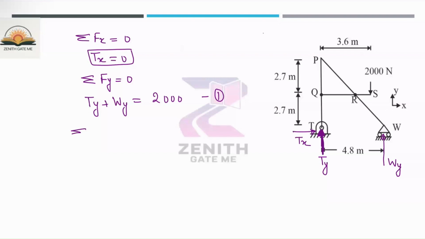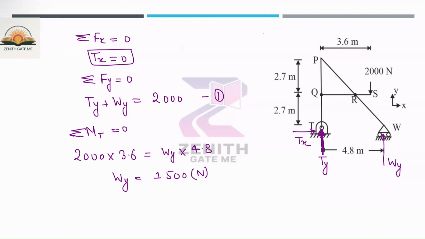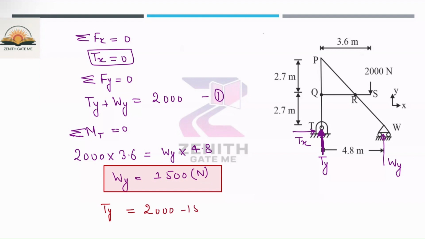So if I take the moment about T equal to 0, that means 2000 into 3.6 is equal to Wy into 4.8. From here you can easily calculate the Wy value, which is approximately 1500 Newton. Now, what will be the Ty from the first equation? Because Ty plus Wy is 2000, so 2000 minus 1500, this value is 500 Newton.